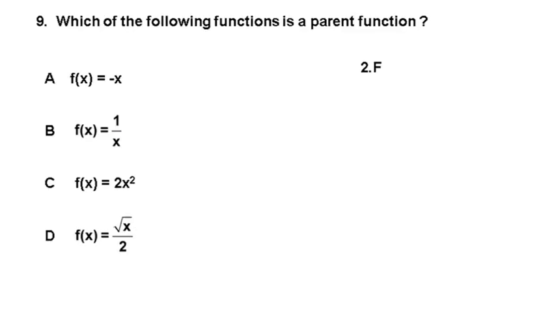9. Which of the following functions is a parent function? Well, the parent function will be the least complicated function. So a parent function is not going to have a negative sign. A parent function is not going to have a coefficient of 2 or a divisor of 2. It is going to be the simplest, bare bones, unadorned function. In this case, this is called the reciprocal parent function.